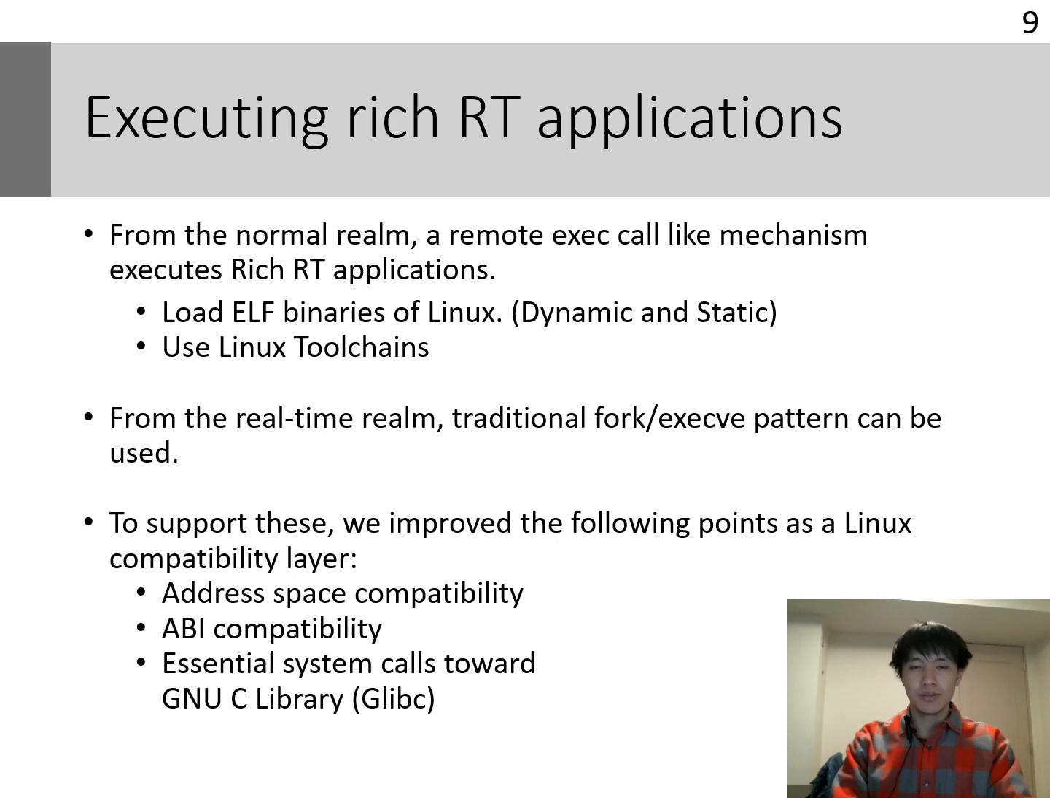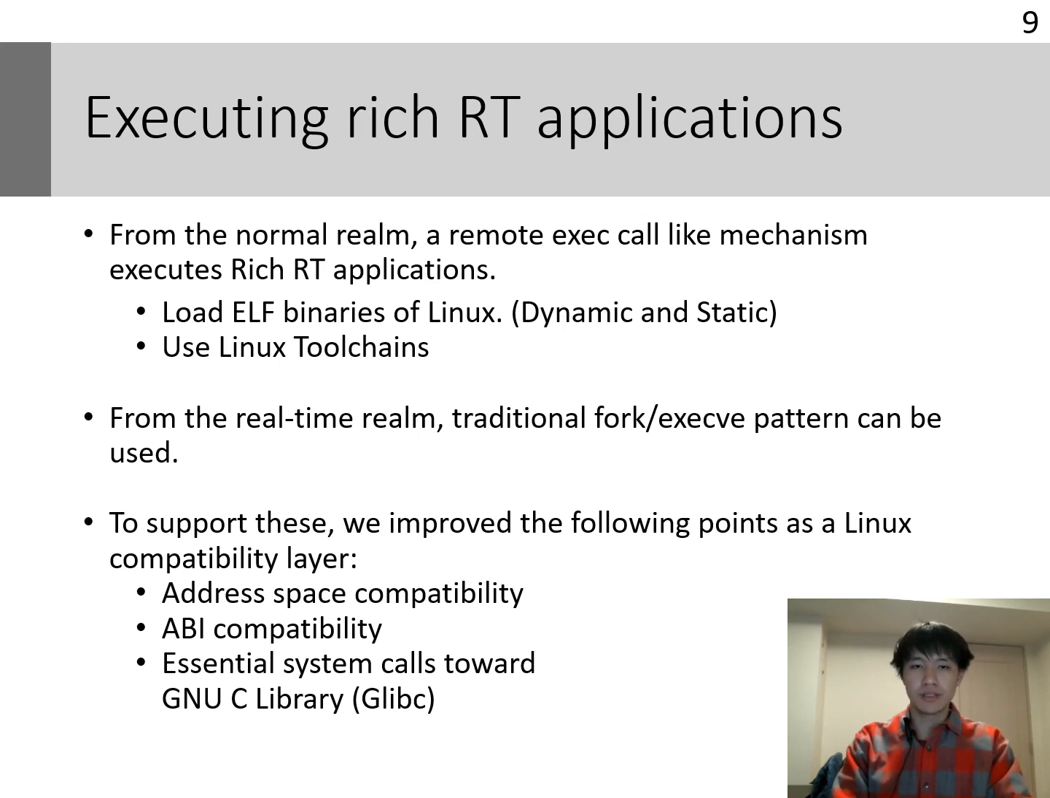For the normal rhythm, to execute rich real-time applications, we propose a mechanism similar to a remote asset call. It is able to load both dynamic and static linear ELF binaries to the real-time rhythm. This enables the use of existing binary toolchains during the development of applications. For the real-time rhythm, executing rich real-time applications, the traditional fork and exec pattern of Unix can be used.